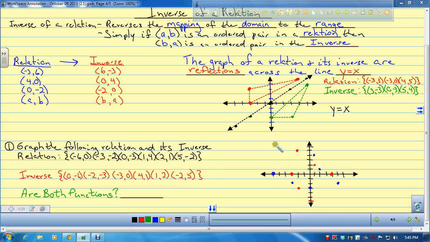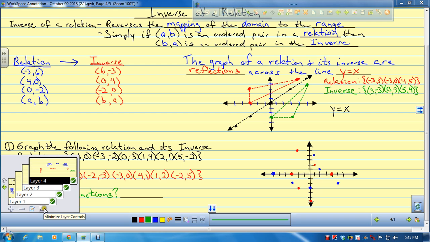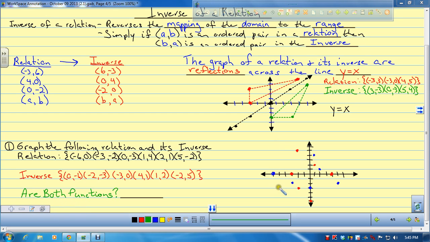Now if the relation is in blue, does it pass the vertical line test? Is there any vertical line that I can draw through there that would go through more than one of those points? And from what I can see, I don't believe that there is. So I would say that the blue one, the original relation, is in fact a function.